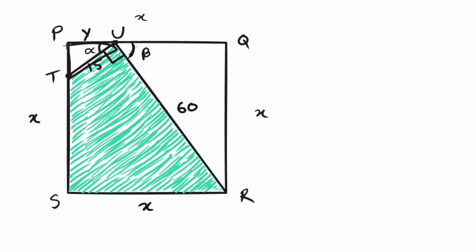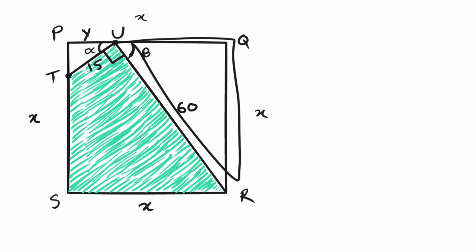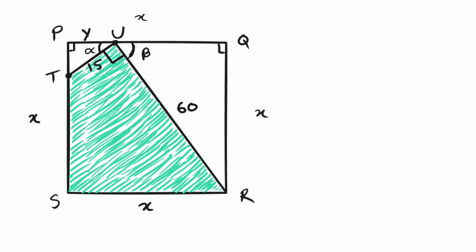Look at the small white triangle PTU on the left, and then look at the white triangle UQR on the right. Both are right triangles because PQRS is a square. At P, the angle is 90 degrees, and at Q, the angle is also 90 degrees. At U, the angles alpha and beta appear on opposite sides of the same straight top line, and because the blue angle between UT and UR is 90 degrees, alpha plus beta must equal 90 degrees. Therefore, the acute angles of these two white triangles match. So the two triangles PTU and UQR are similar.